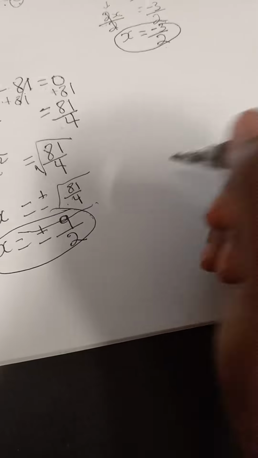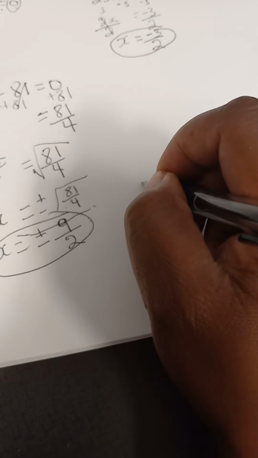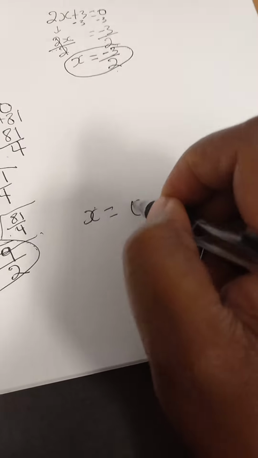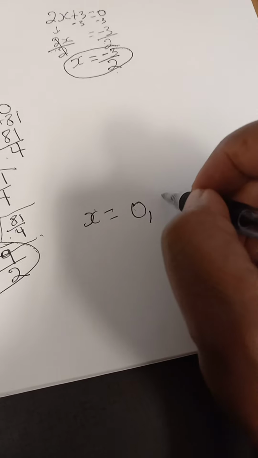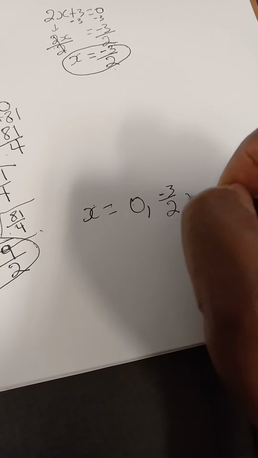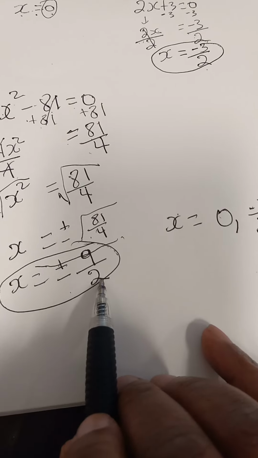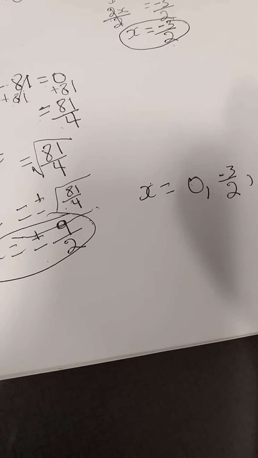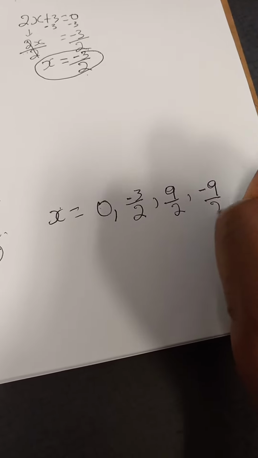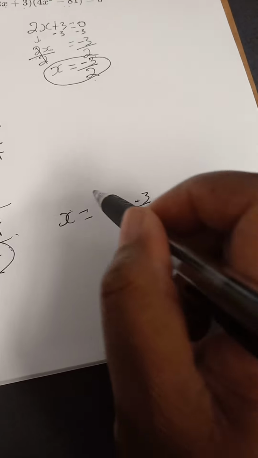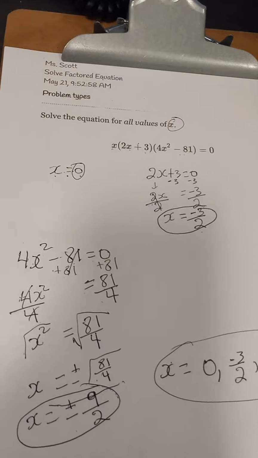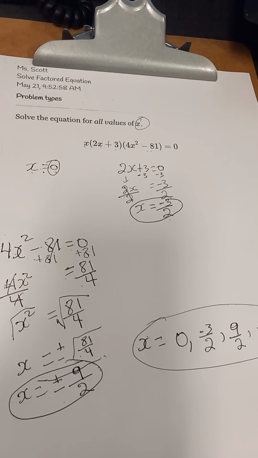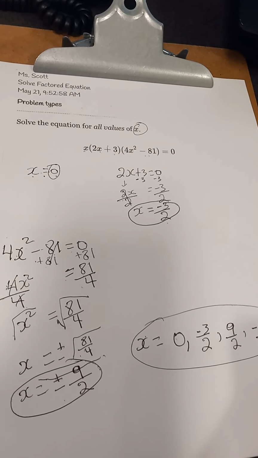So when we factor, I'm going to write: our x values are equal to, first one is 0. Then the second one is minus 3 over 2. Then we have plus and minus 9 over 2, which reads positive 9 over 2, and then negative 9 over 2. And there you have it. That's how you solve a factored equation. You just set each factor equal to 0, and then you do your calculation.